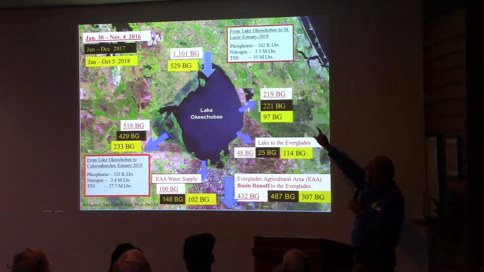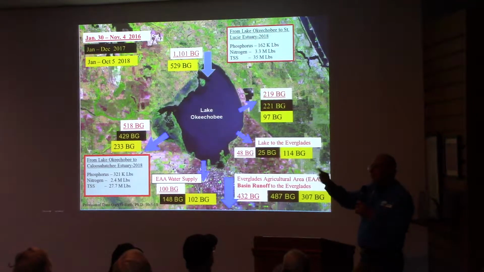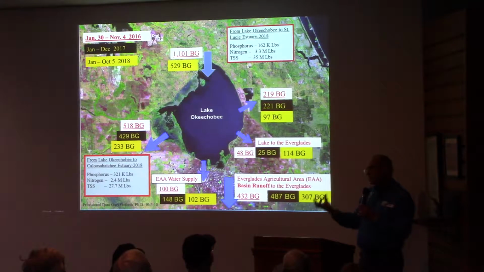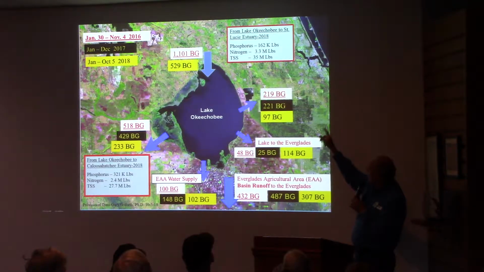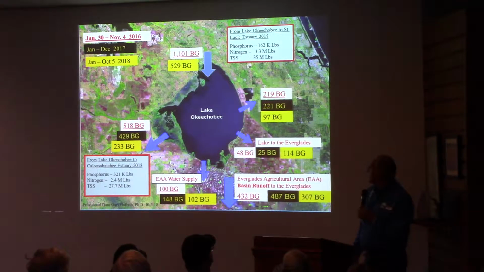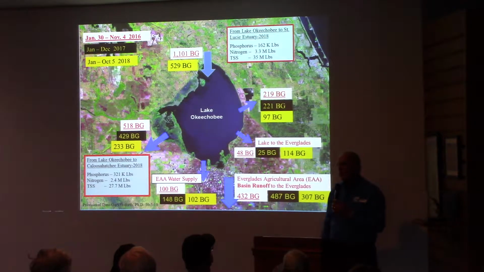But look at the TSS, that's total suspended solids. And if you go out in the estuary now, you'll see stirred up all this muck and silt sediment, 35 million pounds of silt sediment. Huge amount. And we get that all the time. Every time we get discharged, a huge amount.